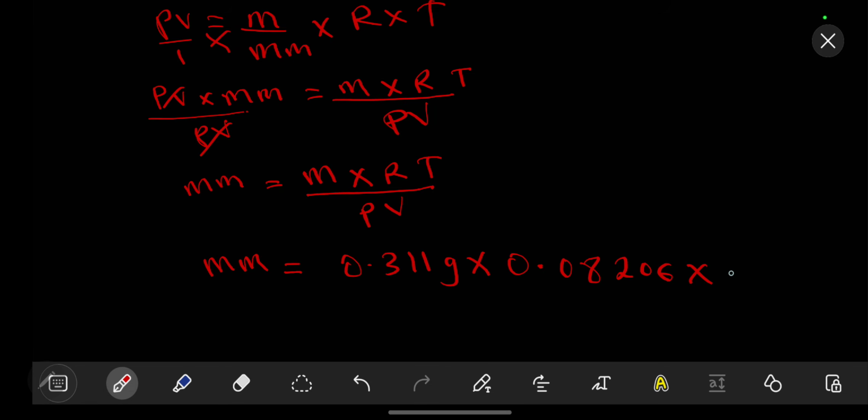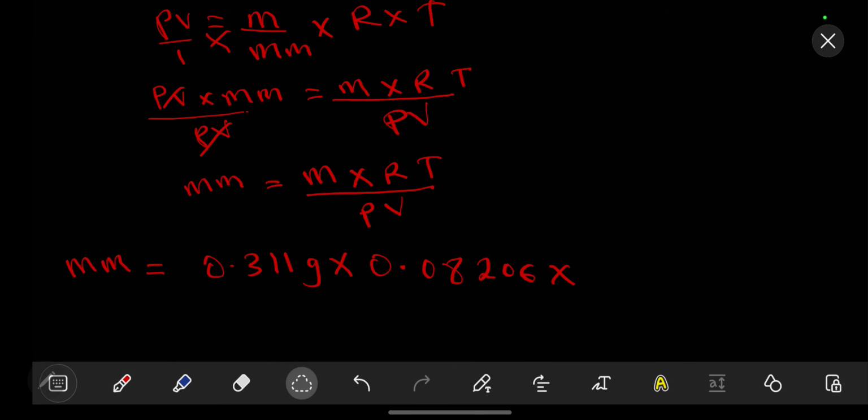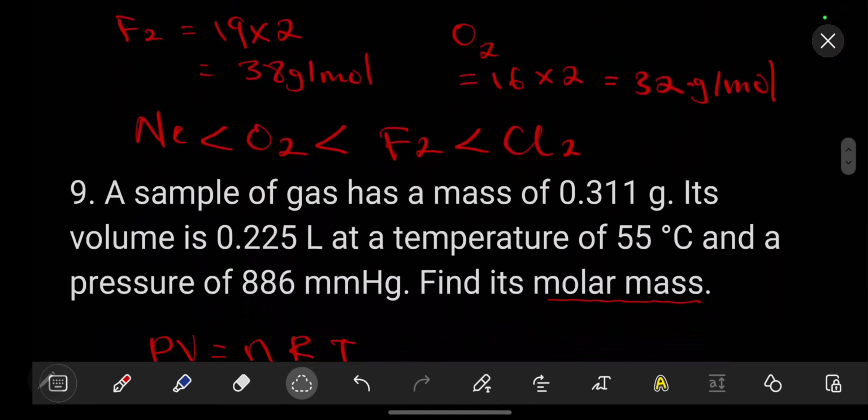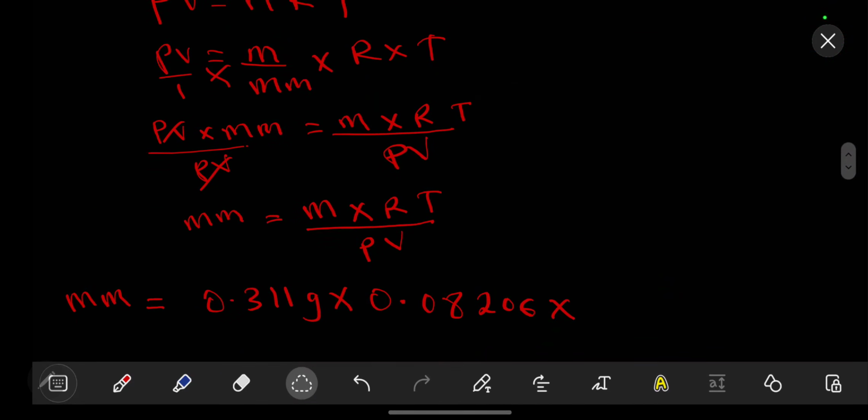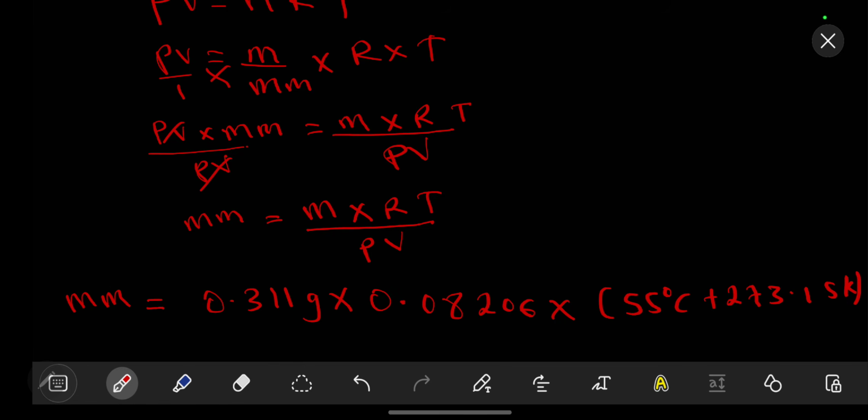Now the temperature is in degrees Celsius. The temperature we are given according to the question is 55 degrees Celsius. So this will be times 55 degrees Celsius, then plus 273.15 kelvins. So we are going to end up with a unit of kelvins when we add those.